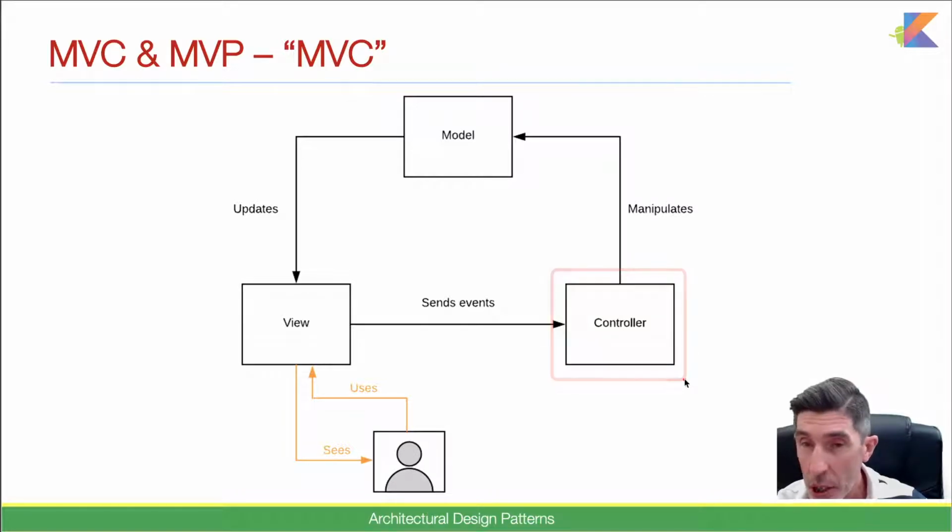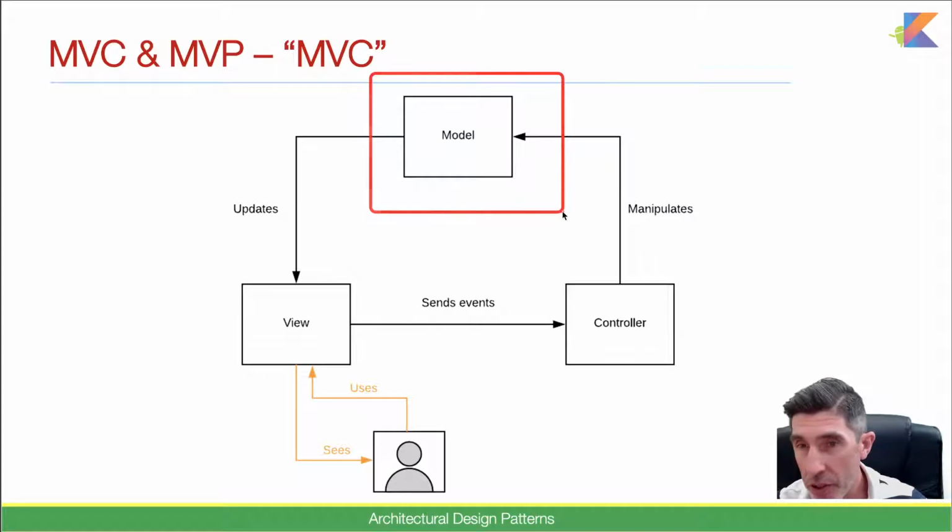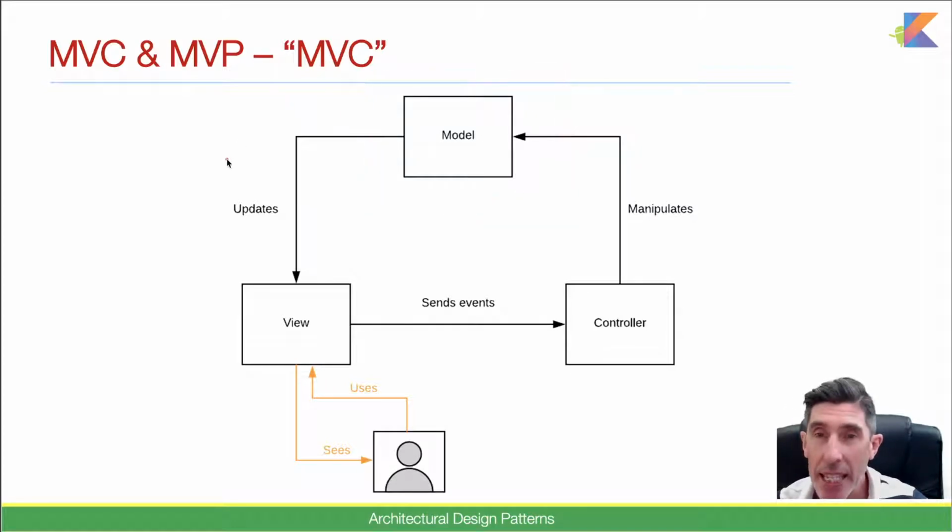Maybe you want to list some data, so the controller then manipulates the model, goes off and gets your list of data, and then sends it back to the view. Very straightforward, easy to understand, easy to get your head around, and easy enough to implement as well as long as your app wasn't that complicated. The problem started arising when apps started getting a little bit more complex.